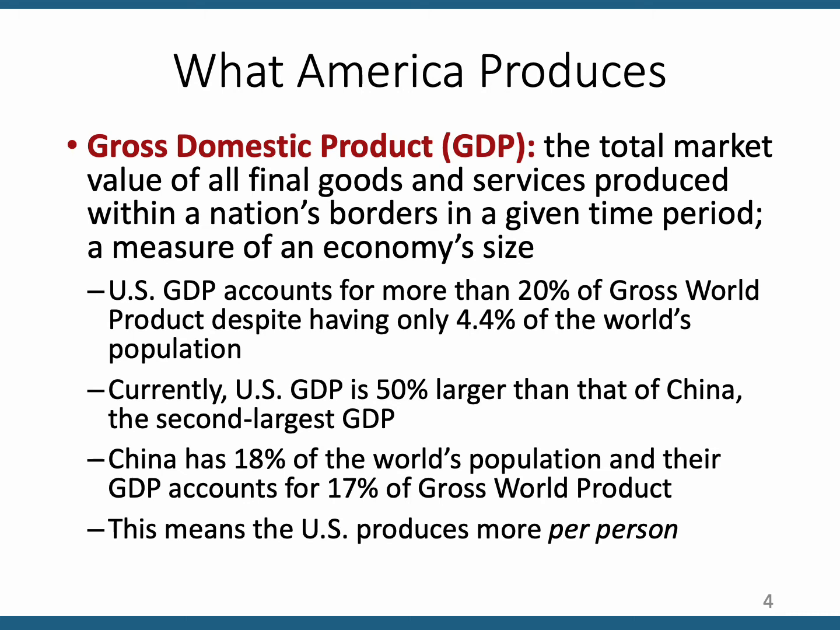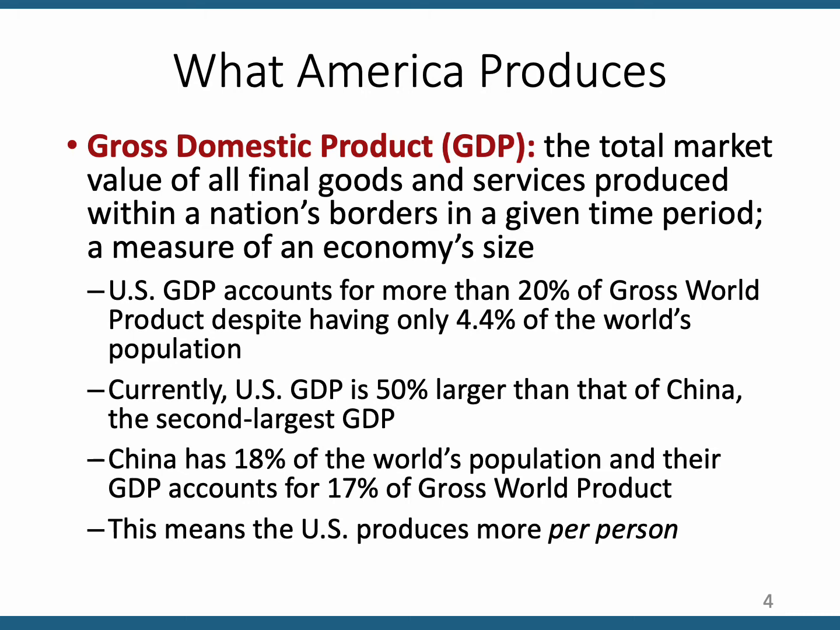Again, the US, our GDP is 20% of gross world product. 20% of all the goods and services that are produced in the world are produced within our borders. And we have less than 4.4%, well, 4.4% of the world's population. So that means per person in our population, we're very productive. That's sort of a way to think about productivity, which we'll talk about in this chapter.